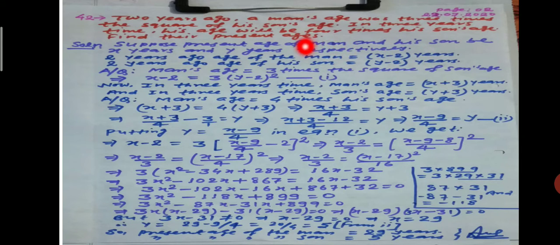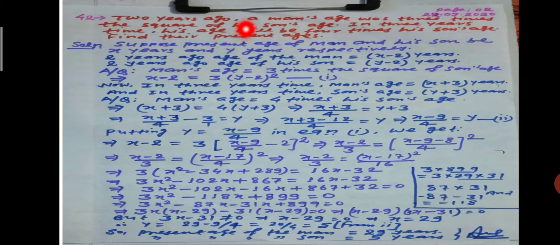Find their present ages. So suppose the age of the man and his son be x years and y years respectively, that is, the age of the man be x years and the age of the son be y years. Now 2 years ago, first find the age of the man 2 years ago and the son's age also 2 years ago. So 2 years ago the age of the man will be x minus 2 years because the present age is x years. So 2 years ago he was of x minus 2 years, and 2 years ago the son was of y minus 2 years.